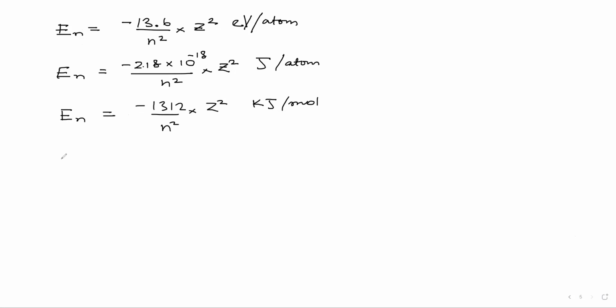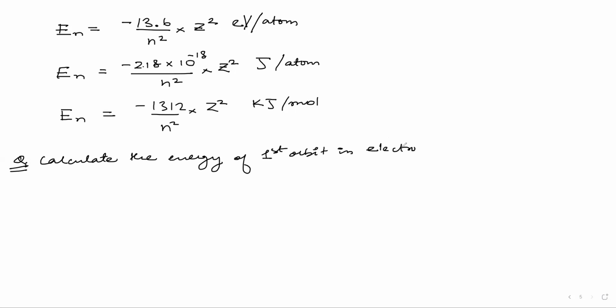So, for example, what is the energy of... okay, let us find it out. Calculate the energy of the first orbit in electron volt per atom for hydrogen atom. Yes, calculate this.